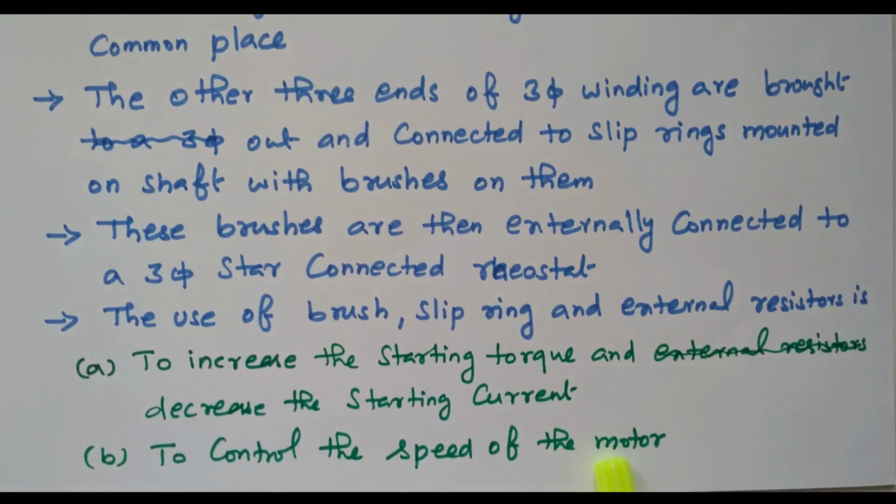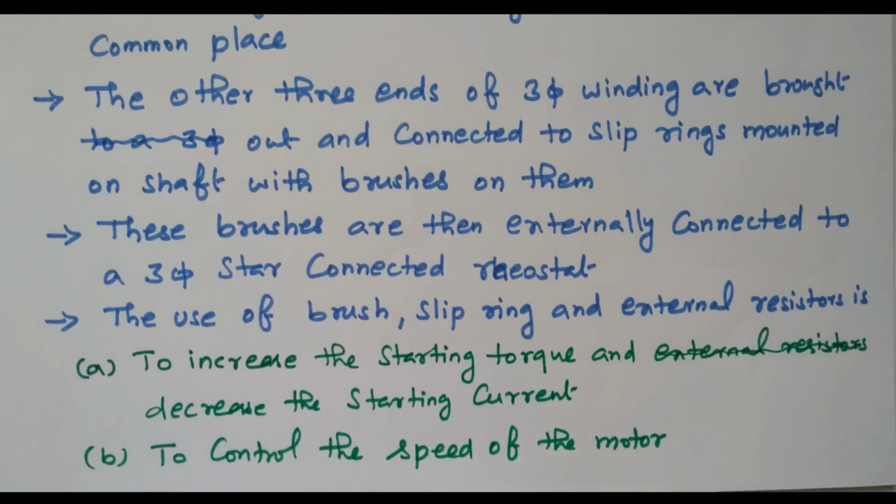Initially the resistor is in the maximum resistance position, so the current taken is very low. By slowly reducing the resistance, we can increase the current taken by the motor and the voltage applied to the motor, so that we can control the speed of the motor.